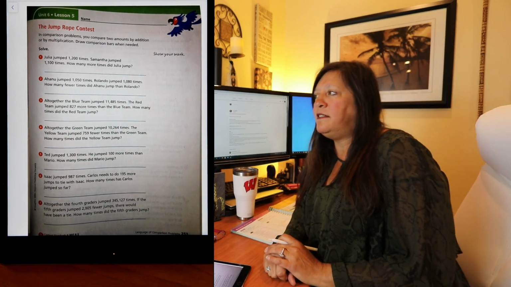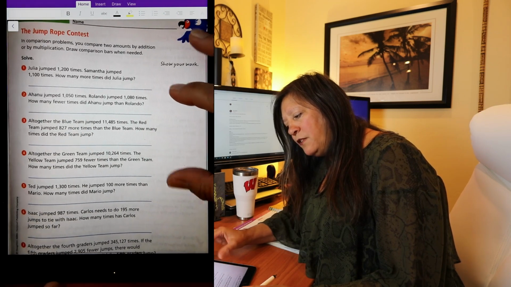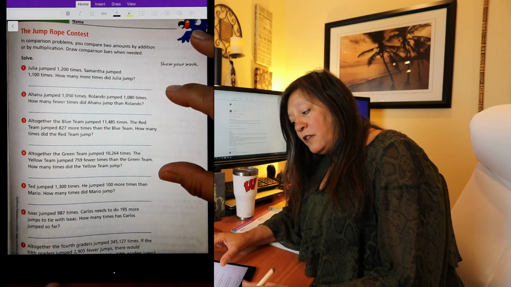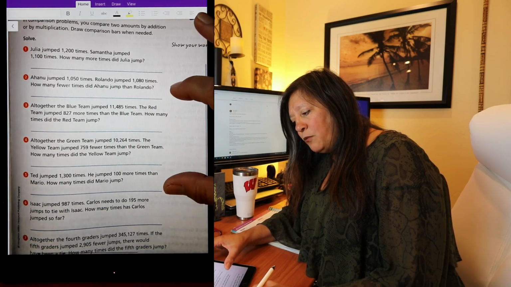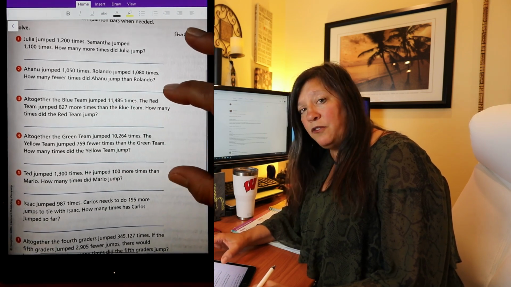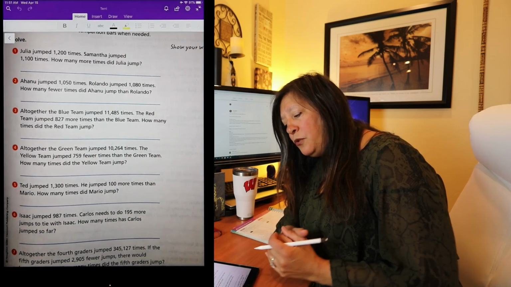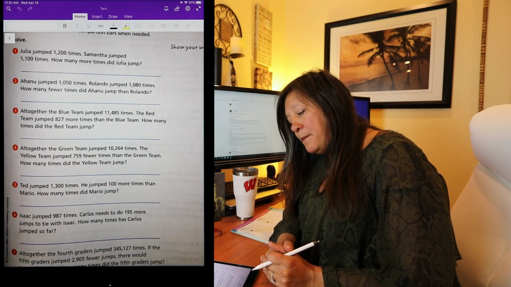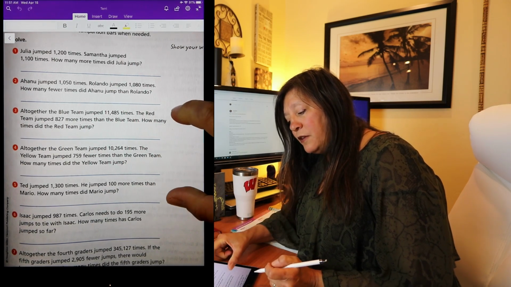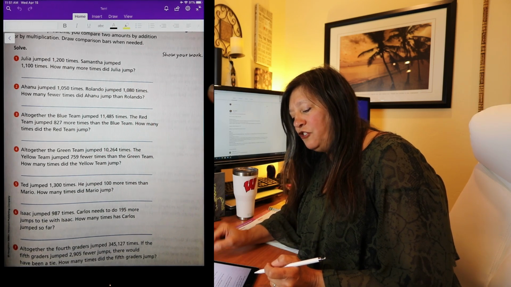Jump rope contest. In comparison problems, you compare two amounts by using addition or subtraction. Draw comparison bars when needed. There's going to be some tricky language, so we really need to pay attention to that today. Number one, Julia jumped 1,200 times. Samantha jumped 1,100 times. How many more times did Julia jump?